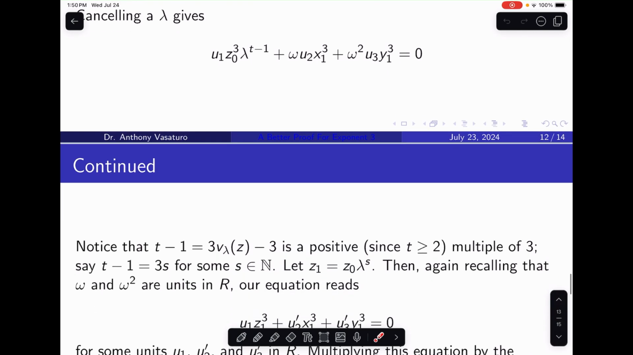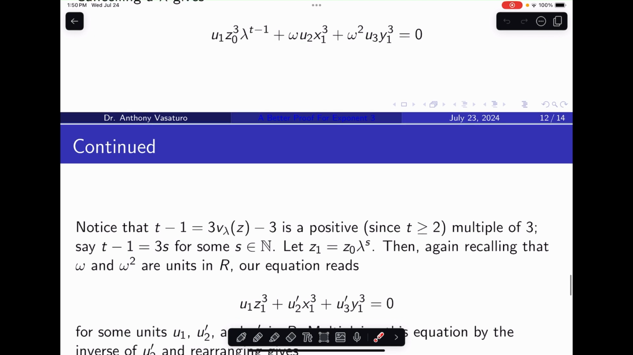Let's continue. I'm going to have to keep this equation in sight before I scroll all the way down. Now, this t minus 1 here, what is that? I think t was 3 v lambda z minus 2. So t minus 1 is 3 v lambda z minus 3. That is positive because t was at least 2, and it's also clearly a multiple of 3. So t minus 1 is 3s for some natural number s. Maybe I don't need this equation. Let's scroll down.